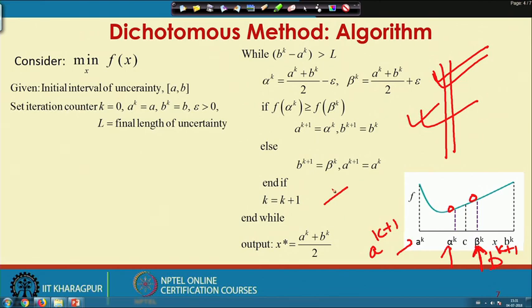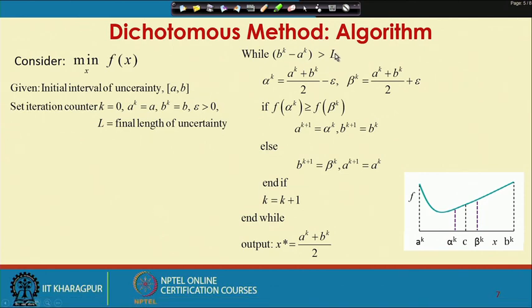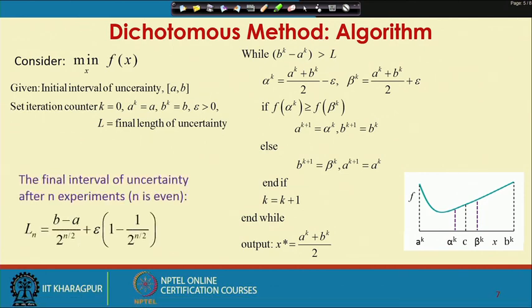I will stop when the length of uncertainty, or the length of the interval, is less than the given final length of uncertainty L. At that point, the estimate of the optimal solution will be the midpoint of the interval. So, the final interval of uncertainty after n experiments or n function evaluations, where n is even, is (b minus a) by 2 to the power n by 2 plus epsilon into (1 minus 1 by 2 to the power n by 2), where epsilon is a small number.